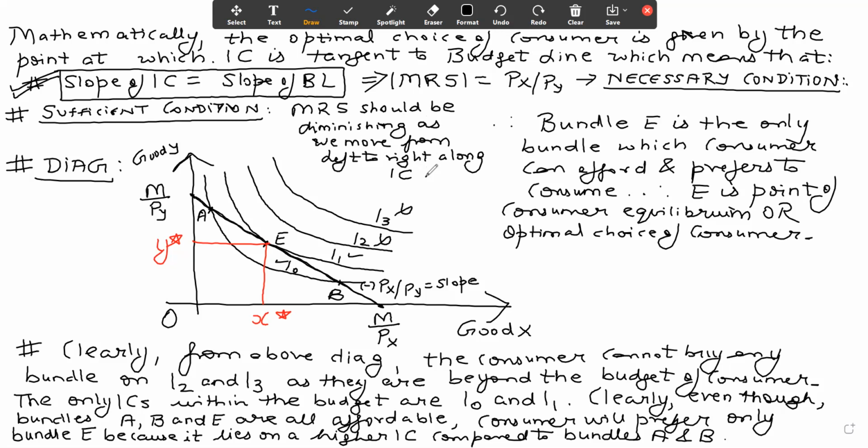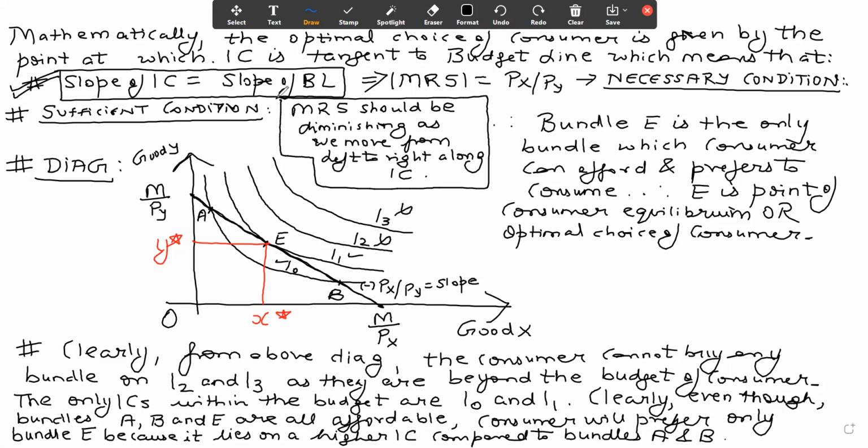What does this mean? As you keep on consuming more of good X, you are lesser and lesser willing to sacrifice good Y every time. Because if you can recall from my previous lectures, if you start losing any good, it grows in importance for you. So when you start sacrificing good Y, it becomes more important. So you are lesser and lesser willing to sacrifice it for every additional unit of good X. That means MRS is diminishing as we move along an indifference curve. So this is my sufficient condition for consumer equilibrium to happen.